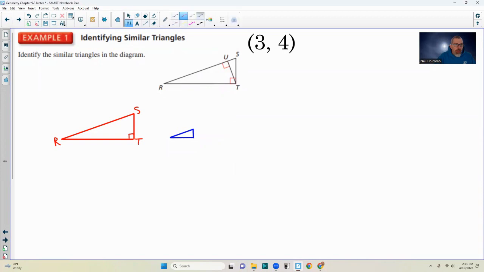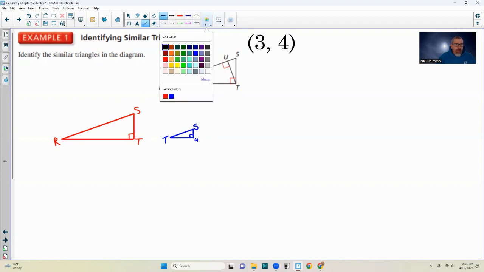Angle U is the right angle. That's the easiest way to determine what goes where. S was up here, and T is down here. So triangle SRT is similar to triangle STU. Okay, so there's the big triangle, there's the smaller one, and now we have one more.